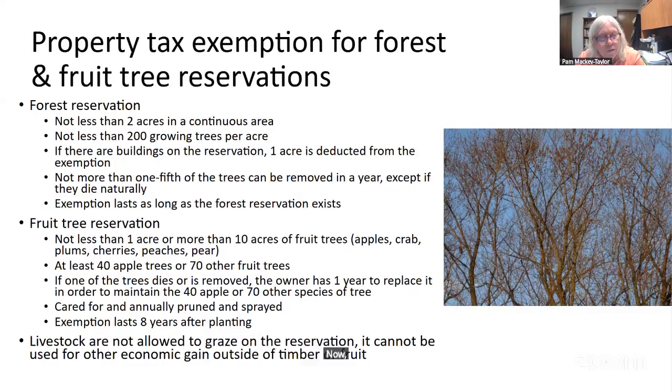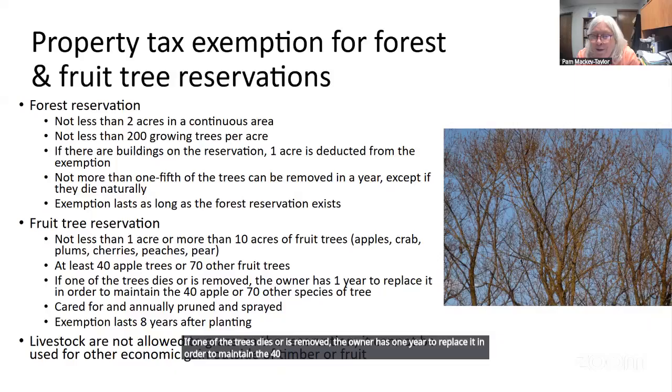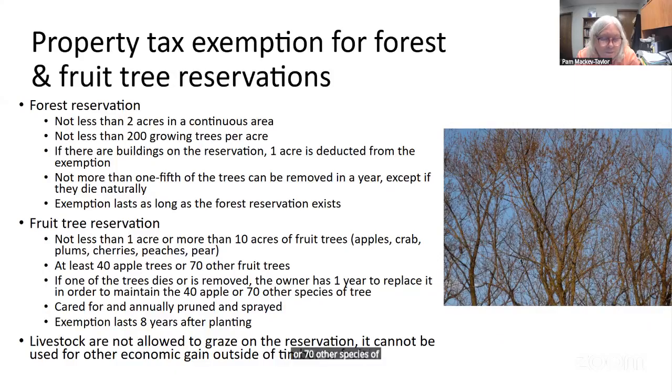Now, a fruit tree reservation has a little different set of requirements. It's not less than 1 acre or more than 10 acres of fruit trees. And that includes apple, crab, plums, cherry, peaches, and pear trees. At least 40 apple trees per acre or 70 other fruit trees per acre have to be planted on the property. If one of the trees dies or is removed, the owner has 1 year to replace it in order to maintain the 40 apple or 70 other species of tree.